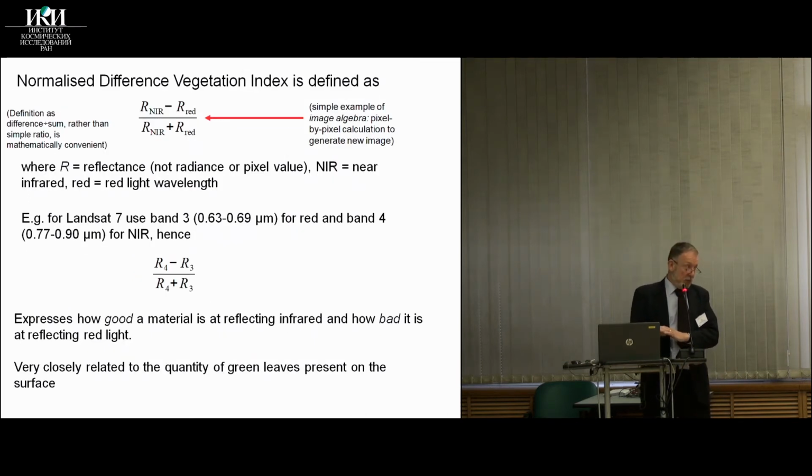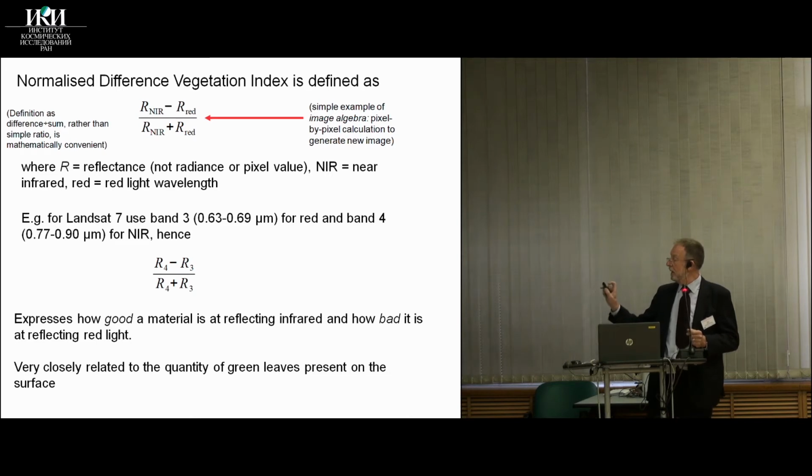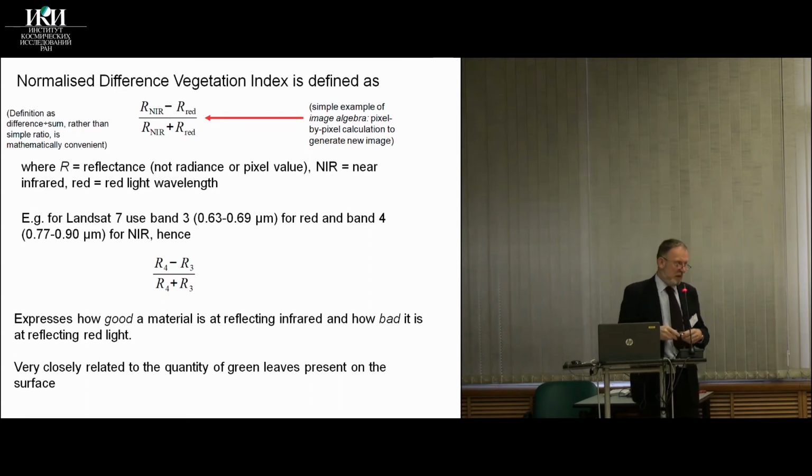Here's the definition of the Normalized Difference Vegetation Index. I think this is pretty well known as well. It's the difference between the reflectance in the near infrared part of the spectrum and the red part of the spectrum, divided by the sum. That's a mathematical peculiarity which just gives the definition some useful properties. It means that it's a number that ranges between -1 and +1.